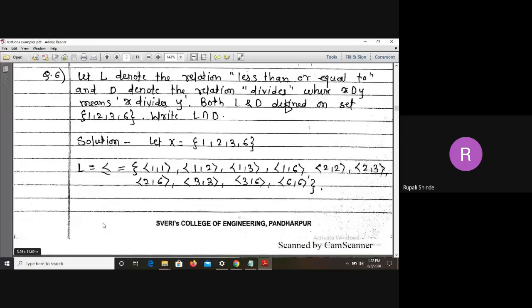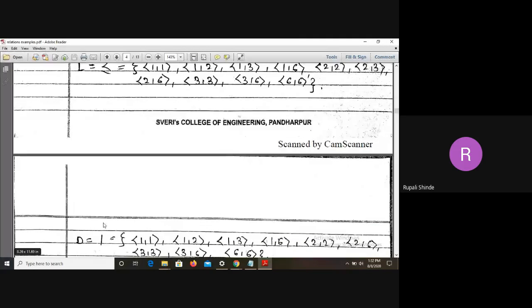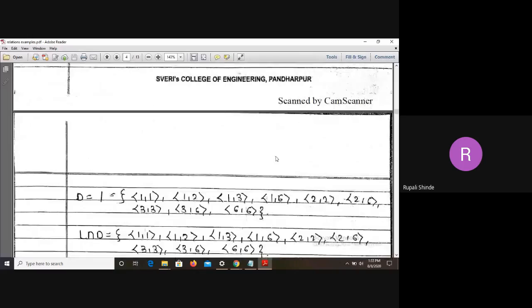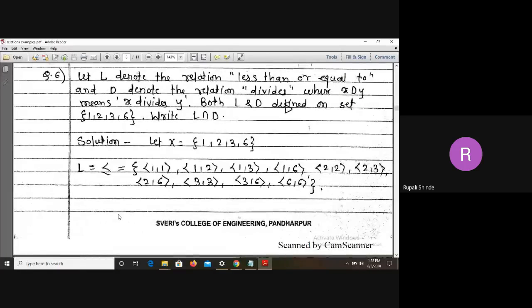Now we have to find L intersection D. Now check whether anything is common between these two relations: 1 comma 1, 1 comma 2, 1 comma 3, 1 comma 6. So I think all the order pairs are common between these two relations except 2 comma 3. So all remaining order pairs will be included in L intersection D as all these order pairs are common between L and D. So these kind of problems also they may ask you in exam.